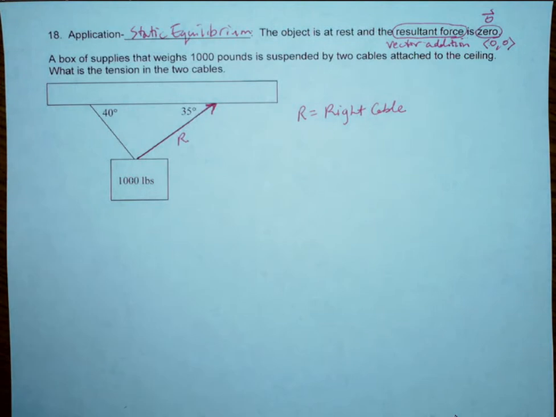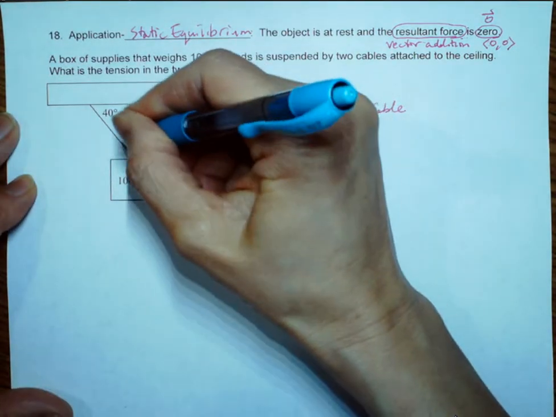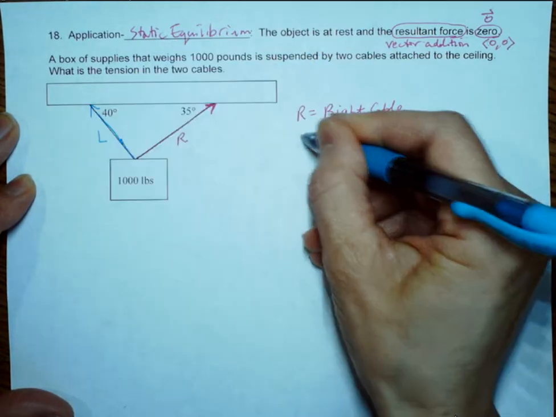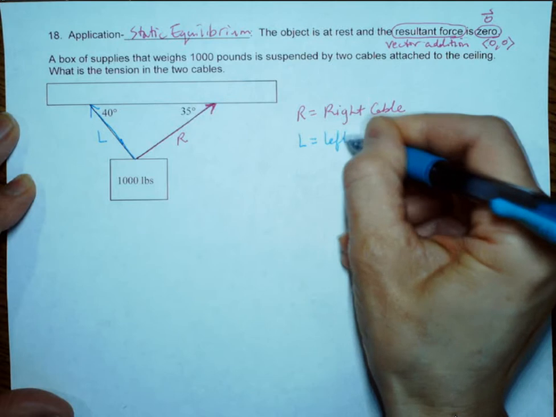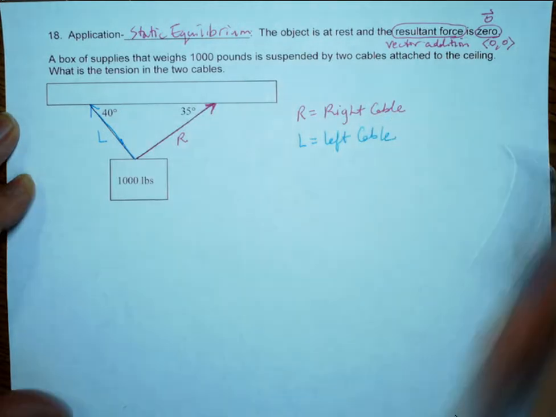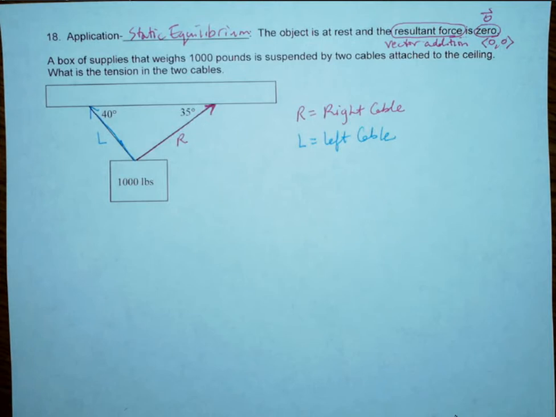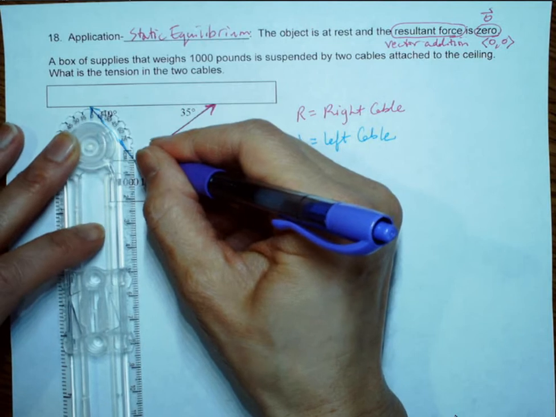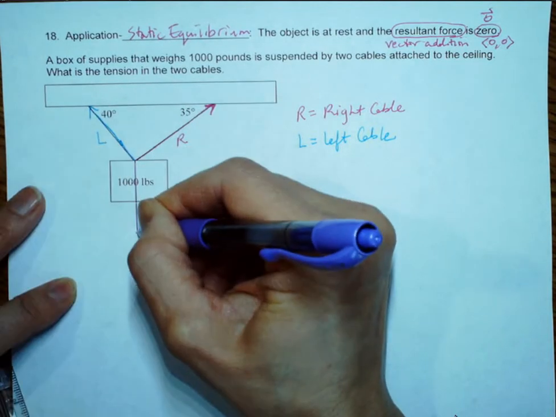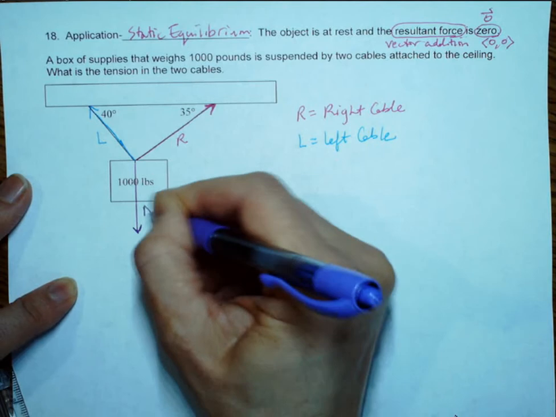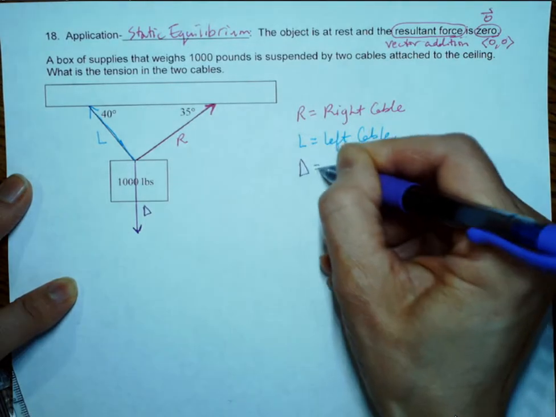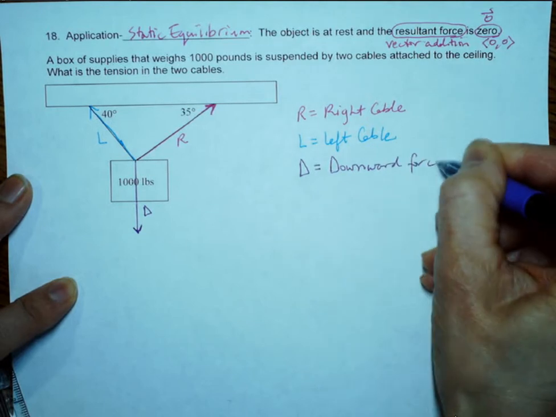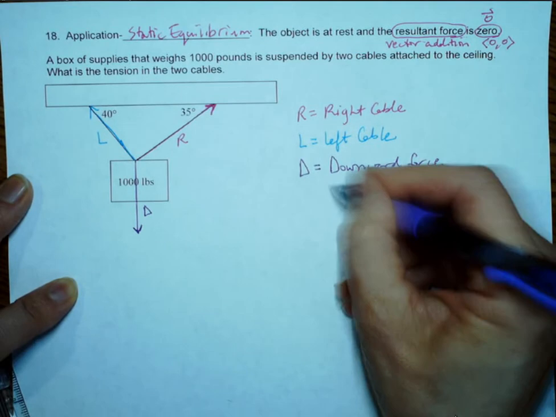And then the left one here is L, and that is the left cable. And then you have the box, which is giving it a downward force. So this right here is creating a downward force, or the vector that's going downward, and I'll call that my D. So D is equal to the downward force. And that's basically the weight of the box.